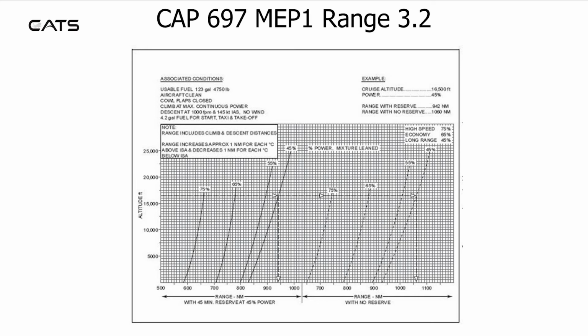Figure 3.2 is range. Starting on the left hand side with the cruise altitude, travel horizontally right to the respective power settings to drop down to read the range with a 45-minute reserve or the range with no reserve.